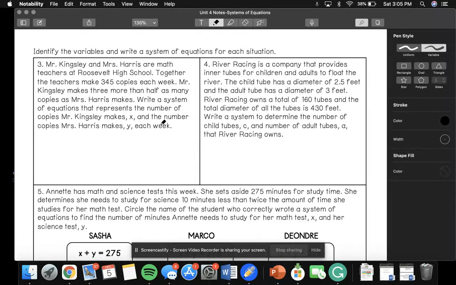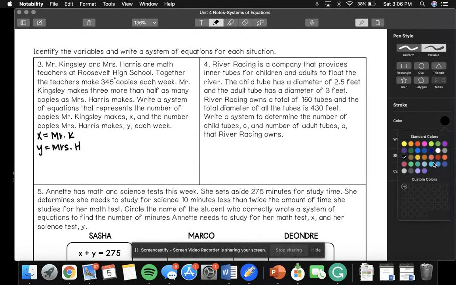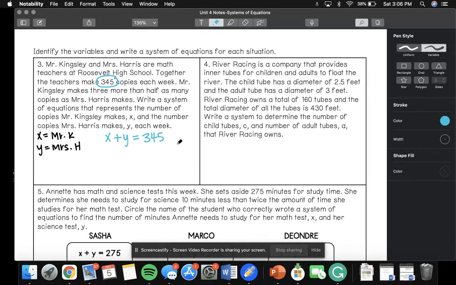Okay, so let's first just think about the constraints that we have. We already know that X is Mr. Kingsley, and we know that Y equals Mrs. Harris. Okay. First, it says that they make a total of 345 copies. Okay, so however many Mr. Kingsley makes plus however many Ms. Harris makes has to equal 345 every single week.